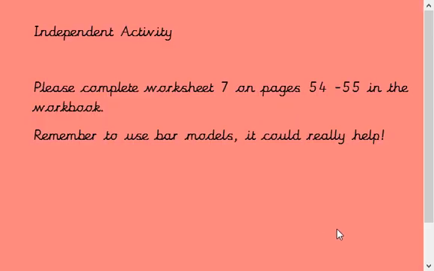Okay, our independent activity this morning. I want you to have a look at worksheet 7 on pages 54 to 55 in your workbook. Remember to use bar models. It could really help. And try and use what we've done in the guided practice session this morning. So press pause now and press play when you're ready to start again.